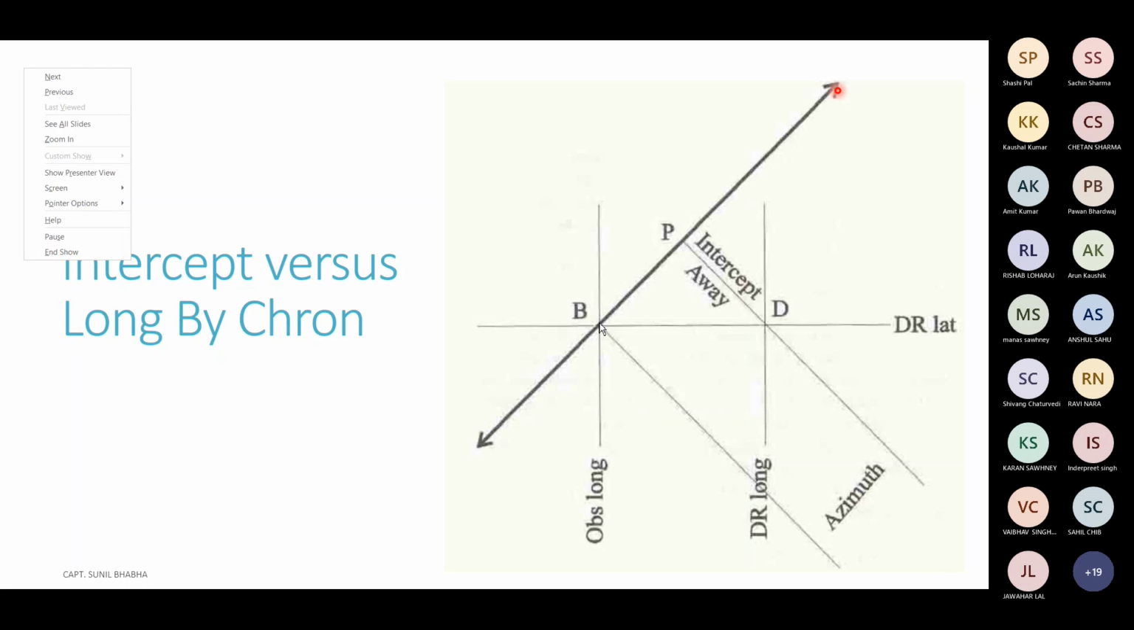Now if you use intercept, then in intercept we use DR lat and DR long. So our reference position will be Delta. To this reference position you will draw the intercept, which is away in this case. So from the DR position you go away from the body and you get the ITP. The ITP is the Papa point. Once you get the ITP, you draw a line perpendicular to the azimuth. So you get the dark black line once again. Whether you use long by chron or intercept, the PL obtained remains the same.